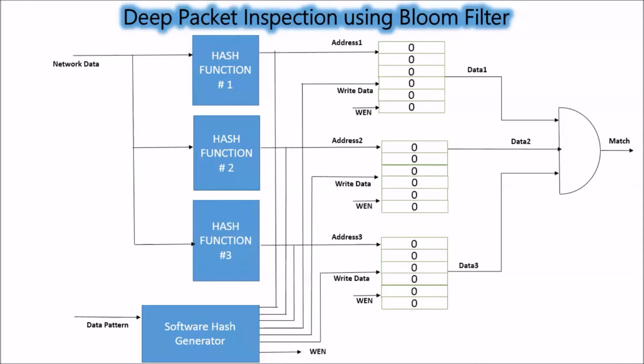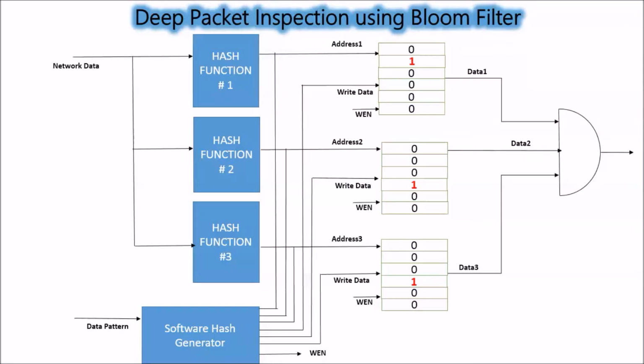Initially, we need to do initialization of the patterns which need to be blocked by the filter. Say the pattern is my name, which is Abhishek. That data pattern goes into the hash generator. It generates corresponding addresses for the 3 BRAM blocks which we have, and those corresponding bits are set to 1. And we have the write enable, which is also provided by the hash generator. Now that we have done the initialization, we could do initialization for more patterns also in a similar fashion.